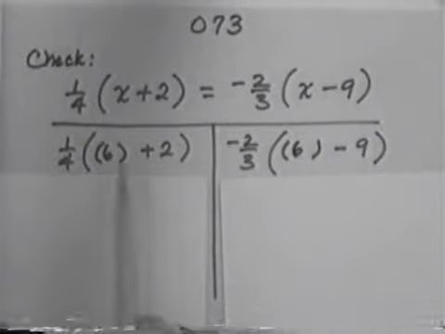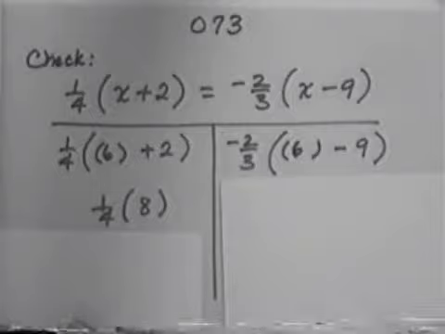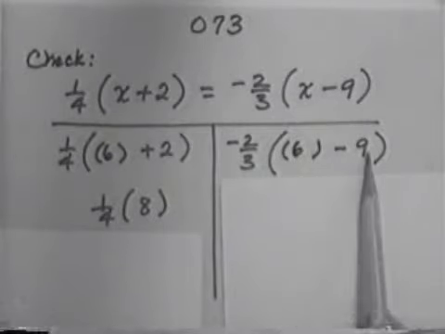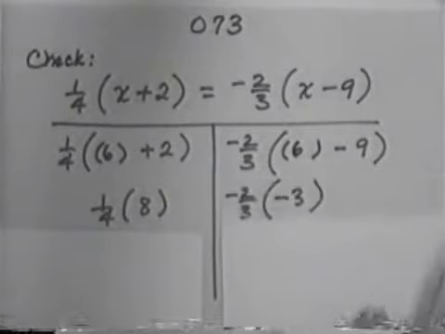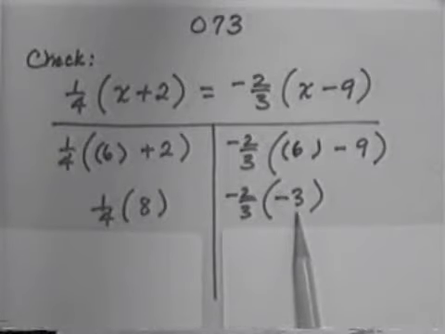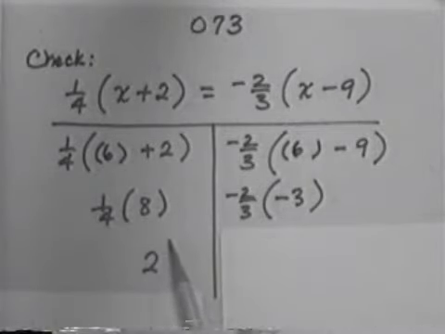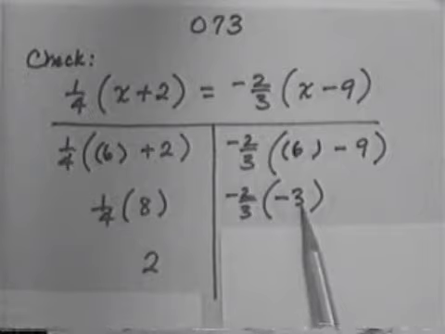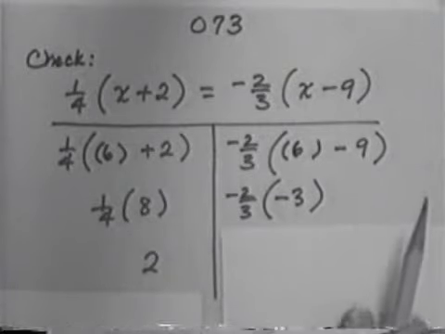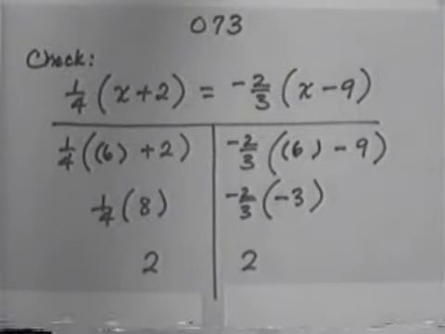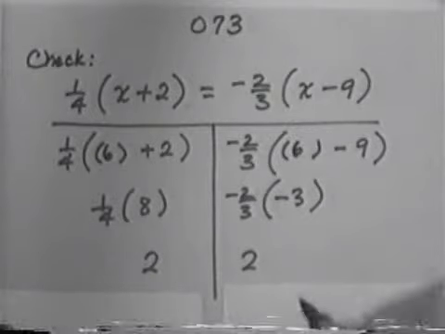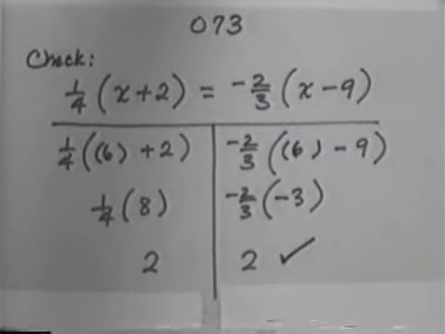Following the order of operations, we work inside the parentheses first. 6 plus 2 is 8, and so we have 1/4 times 8. 6 subtract 9 is negative 3, and so we have negative 2/3 times negative 3. Then 1/4 times 8 is 8/4, that reduces to 2. Negative 2/3 times negative 3 is positive 6/3, that reduces to 2. That means that we got the same thing on both sides, and our problem checks. And so 6 is the correct answer.